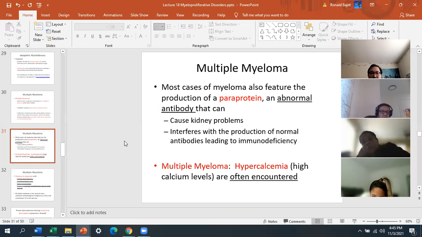One of the characteristics of multiple myeloma is elevated calcium, elevated serum calcium. And there's an acronym that you need to know, and I'll bring that up later. But the main one is hypercalcemia. High calcium level is often encountered.